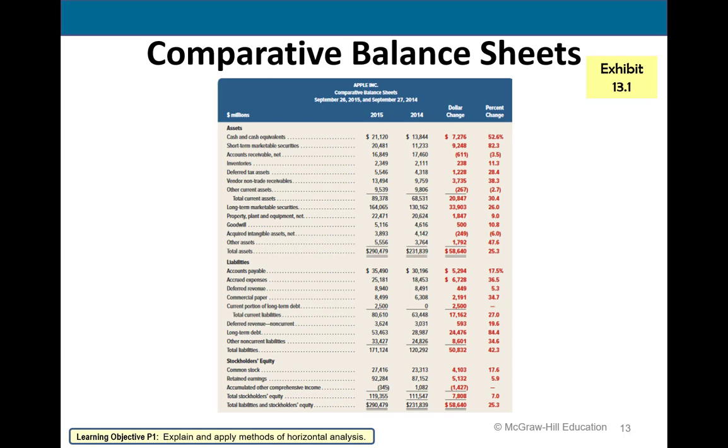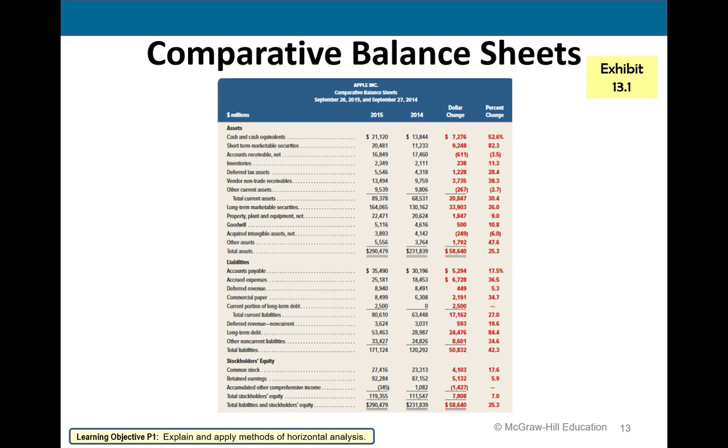On Apple's financing side, we see an overall 25.3% increase driven by a 42.3% increase in liabilities. Equity increased by only 7%. The largest increase is due to long-term debt, which increased by $24,476 million, or 84.4%. Much of this increase results from bond offerings by Apple to take advantage of low interest rates.